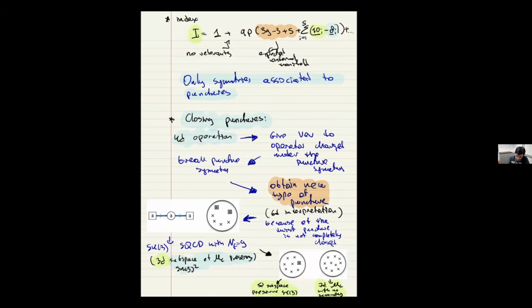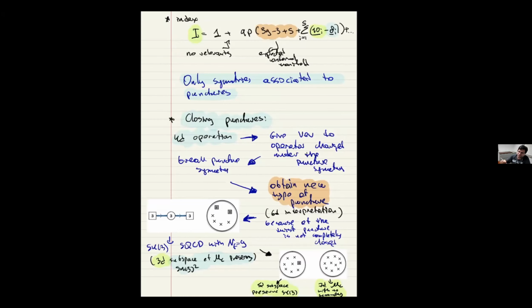Here you can do such a VEV. You have these operators which are charged under puncture SU3 symmetry. You can give them a VEV. This procedure actually breaks the symmetry completely, and you obtain a puncture which doesn't have any symmetry. Why do you have a puncture which doesn't have any symmetry and not completely remove it? The reason is again this twist.